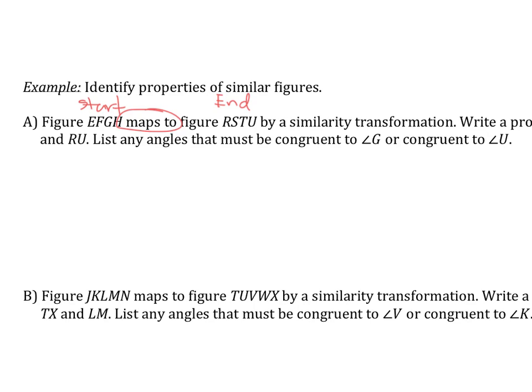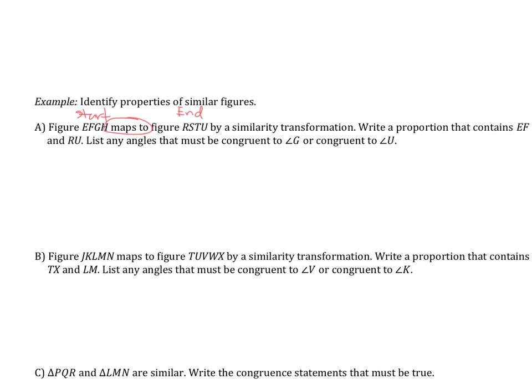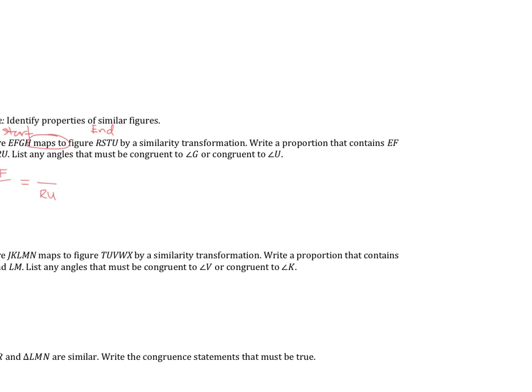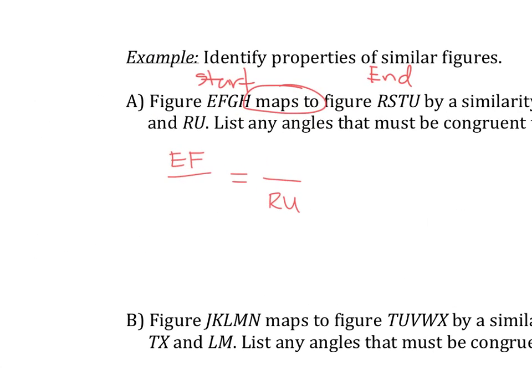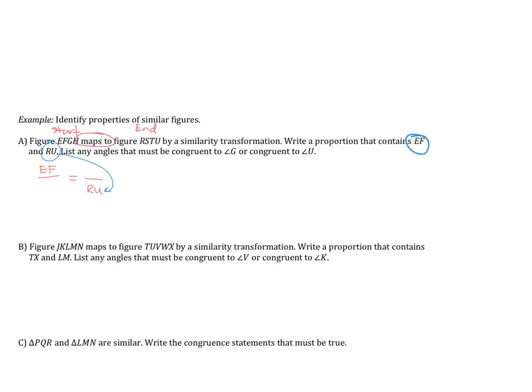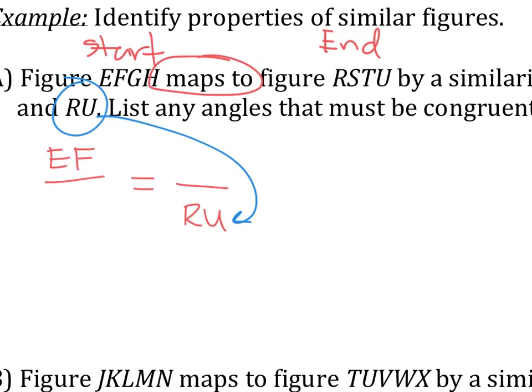And so it says to write a proportion that contains EF and RU. To write a proportion means we're going to have two fractions that are equal to each other, and there's EF in the first one, and RU in the second one. So the two that it wants me to include, EF and RU, are going to go on opposite corners of my proportion.